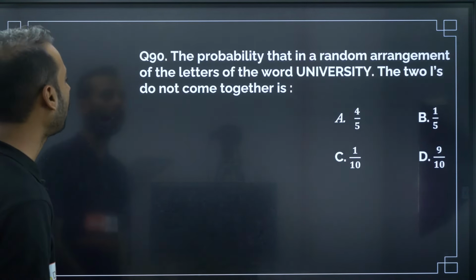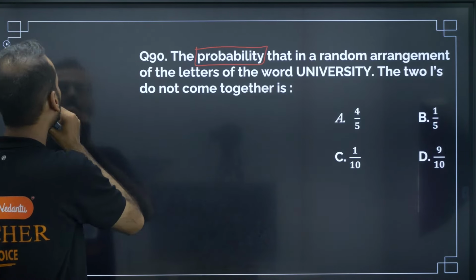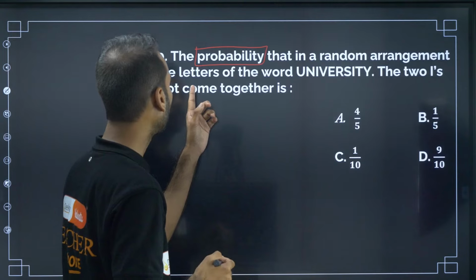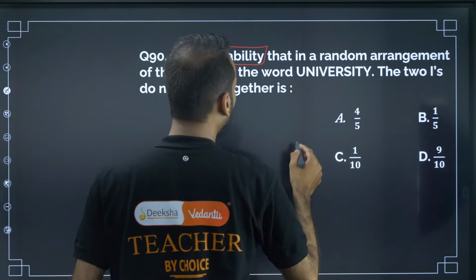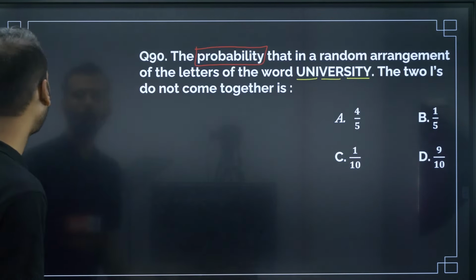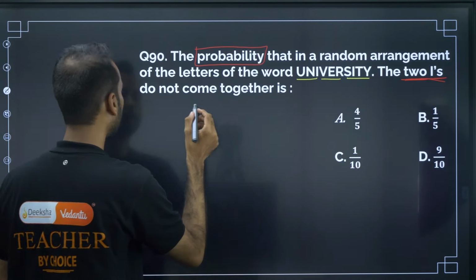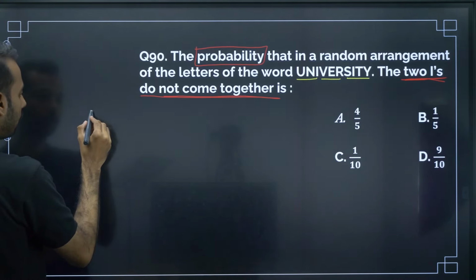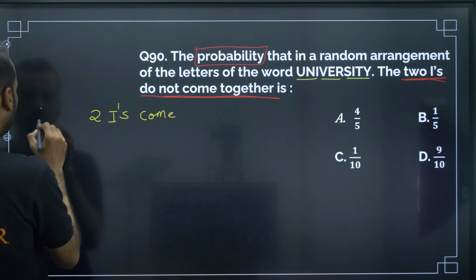The probability that in a random arrangement of the letters of the word, how many words are there, University, two i's do not come together. So for this, first let me write the probability that two i's come together.